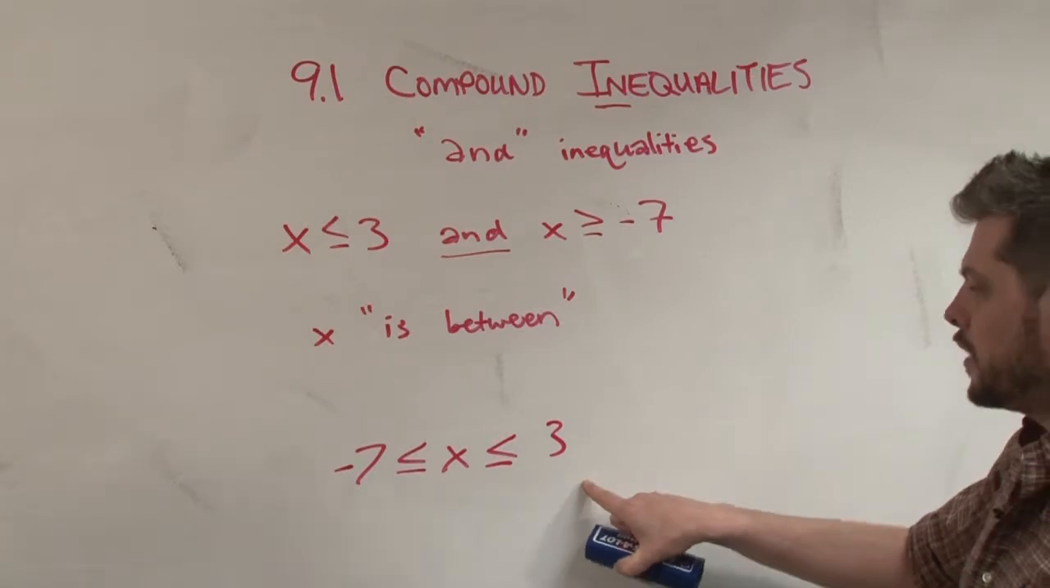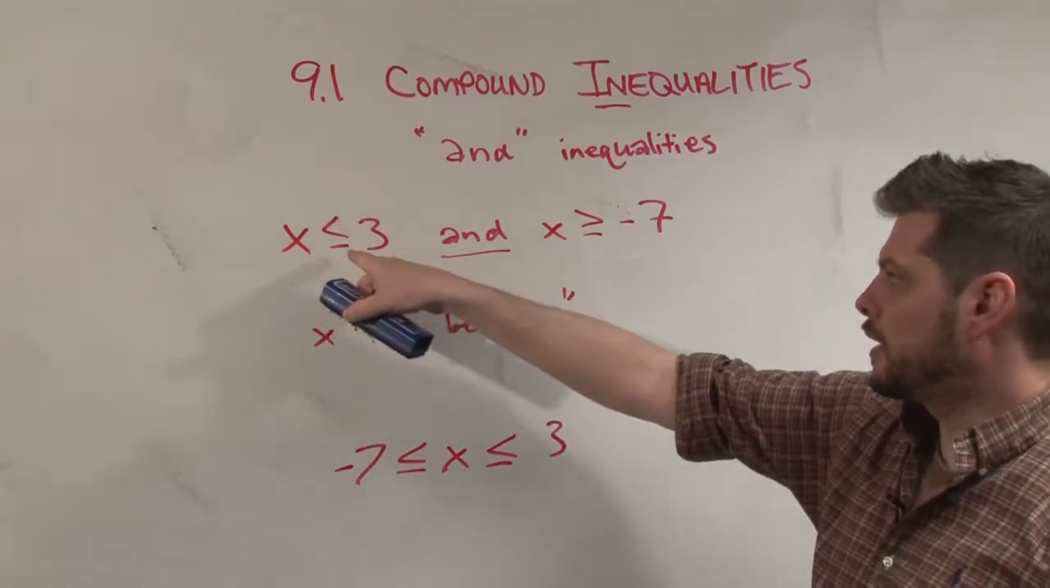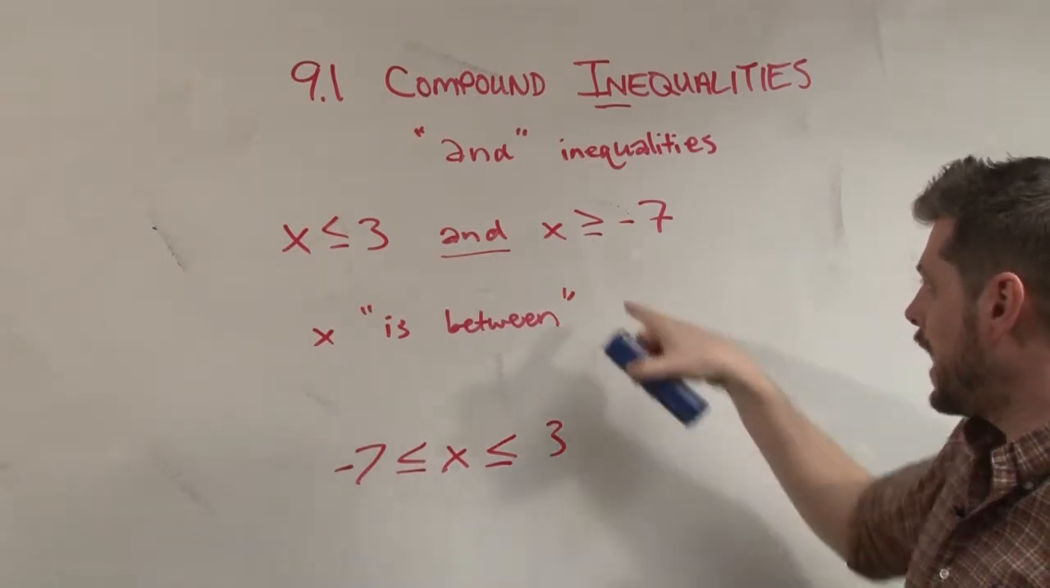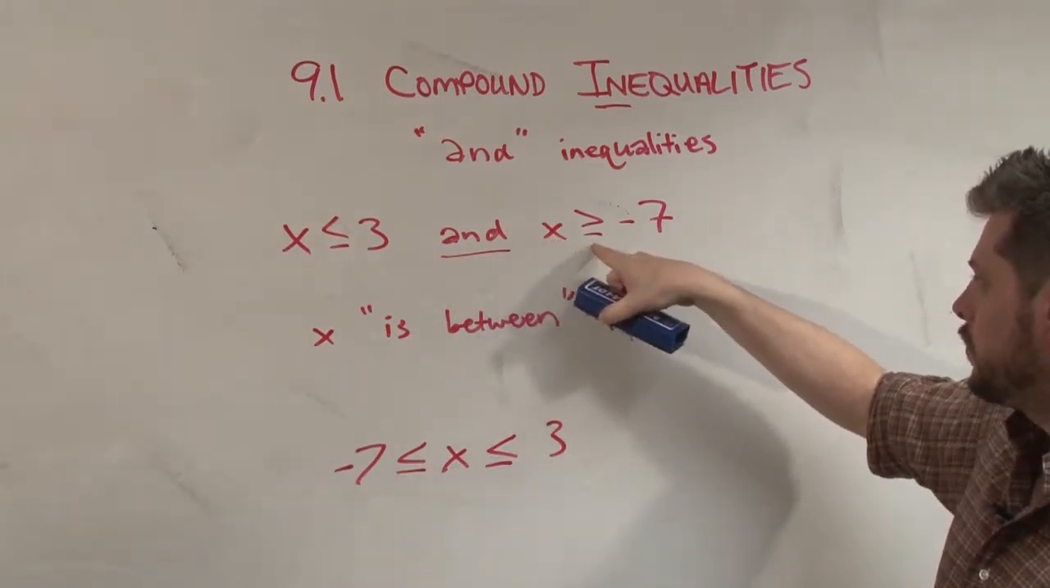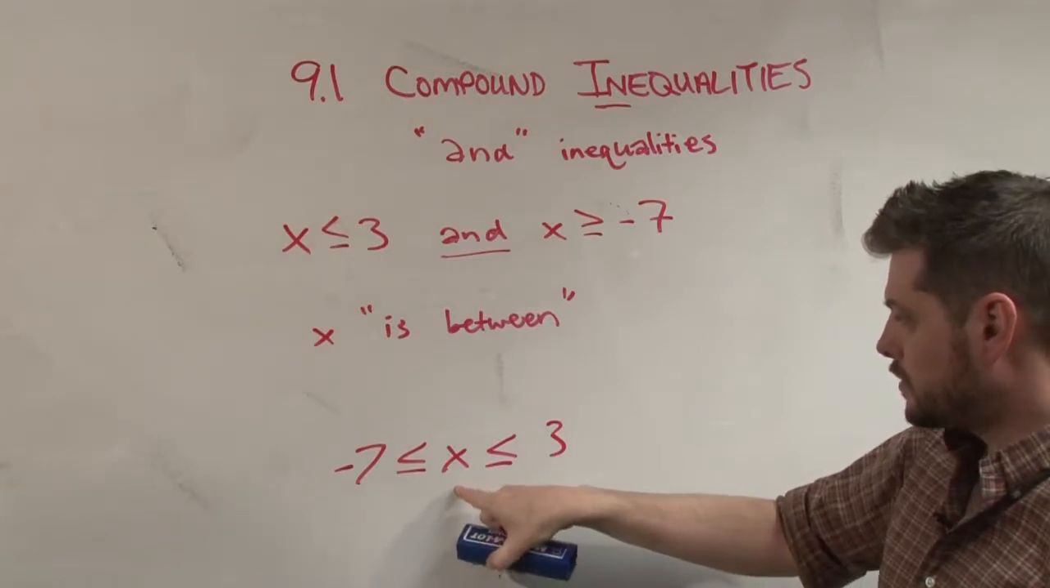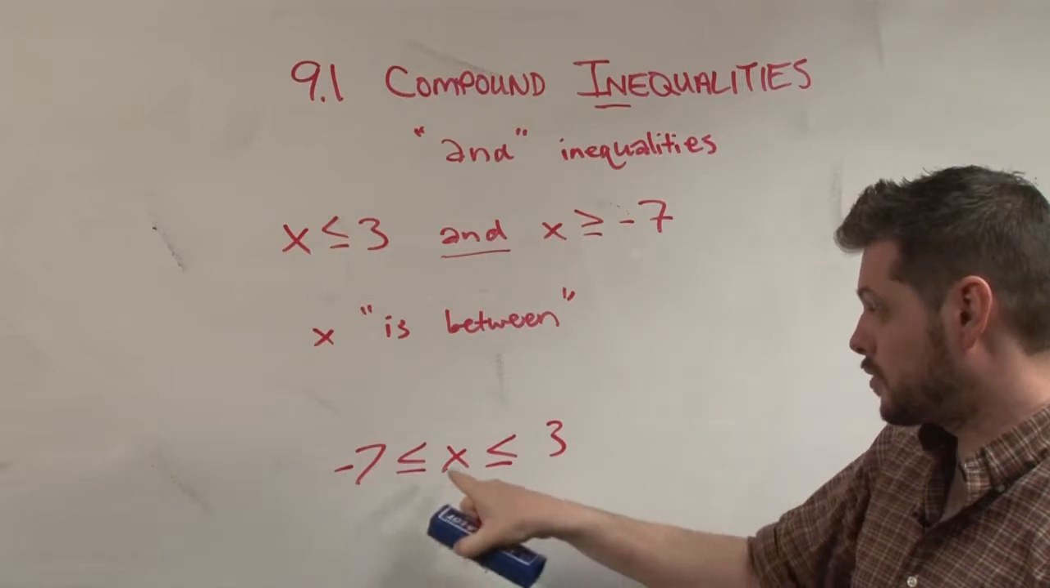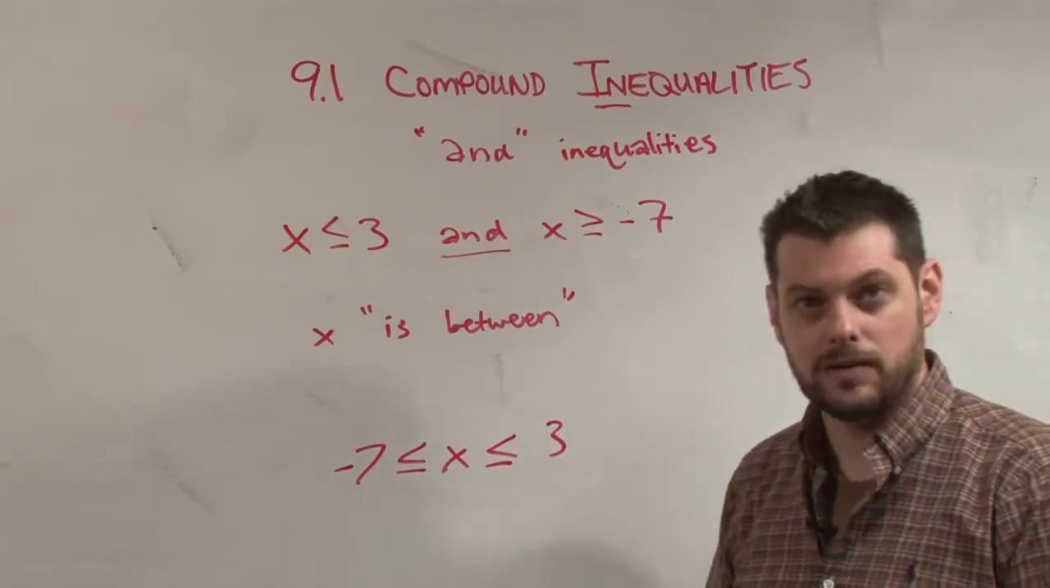Have we said the same thing? x has to be less than or equal to 3. Well, that's true. We have that part. And x has to be greater than or equal to -7. Well, x is on the open side of the mouth this time. It's on the loud side of the megaphone. So it is bigger than -7.